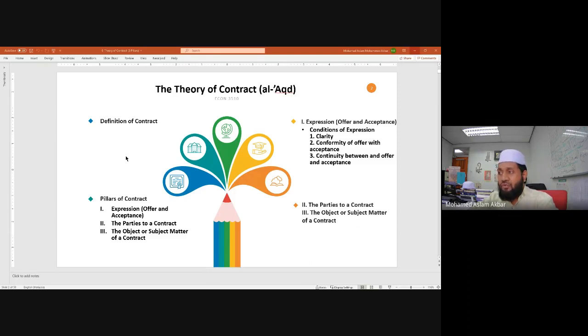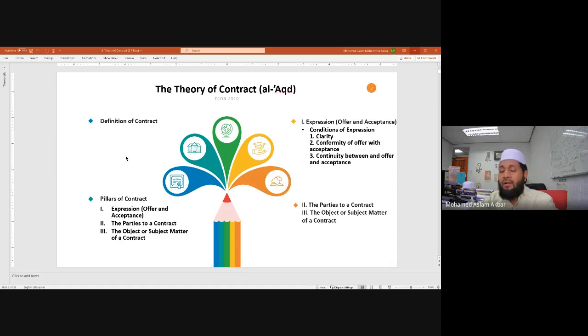Then the most important thing that you need to know is actually the pillars of contract. I think the entire chapter is actually based on these three pillars. The first one is expression, offer, and acceptance. The second one is the parties to a contract. The third one is the object and subject matter of a contract. Look at these three things carefully. Without these three things, there is no contract.